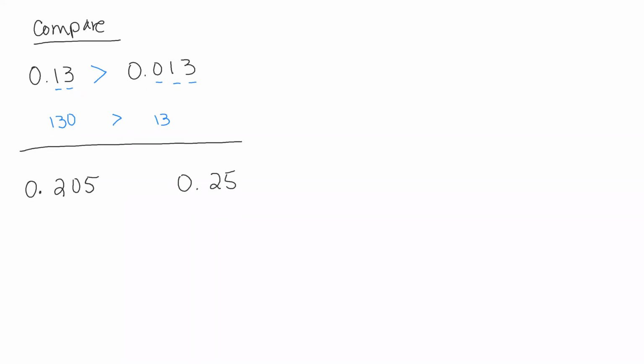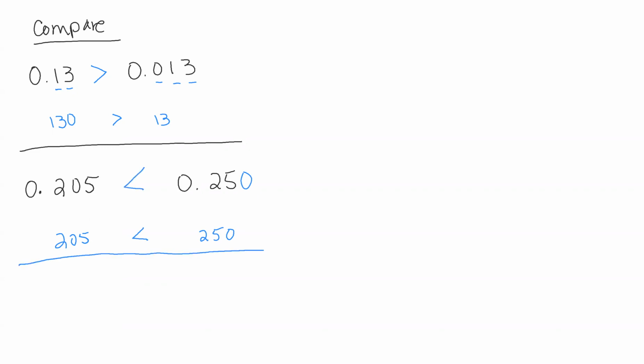So what if I have 0.205 and I want to compare it to 0.25? Well, again, all we have to do is add those zeros at the end of the number. So I would be comparing 205 to 250. Well, which is bigger? In this case, 250 is definitely bigger. So 205 is less than 250. So that tells me that 0.205 is less than 0.25.